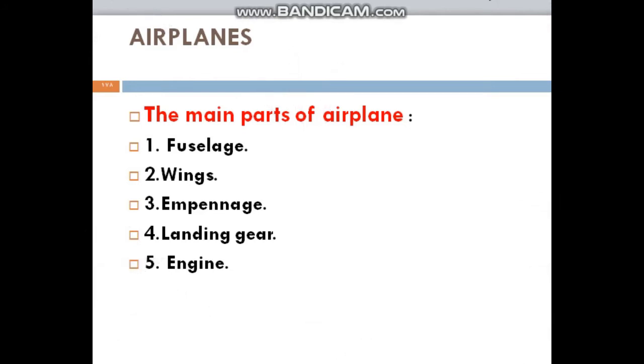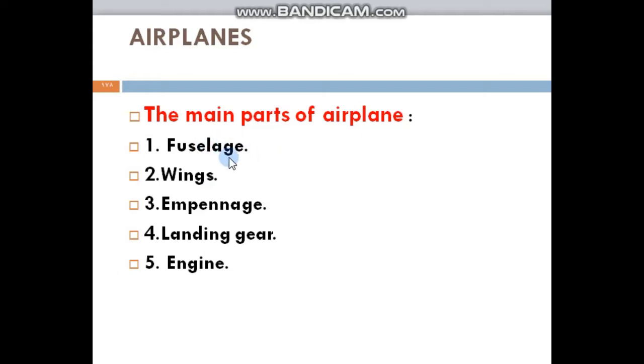Today we will talk about the main parts of airplane. The main parts of the airplane are fuselage, wings, empennage, landing gear, and the engine. Also, we will specify some things that you can find on the fuselage and the things that you can find on the wings and in the empennage.